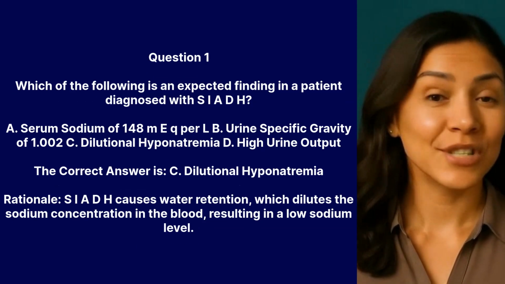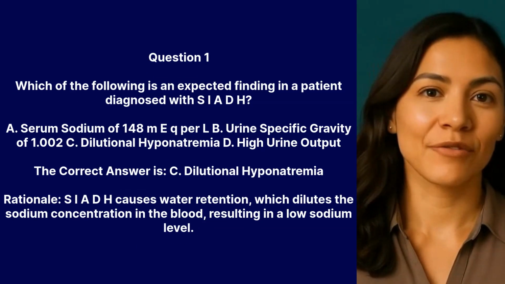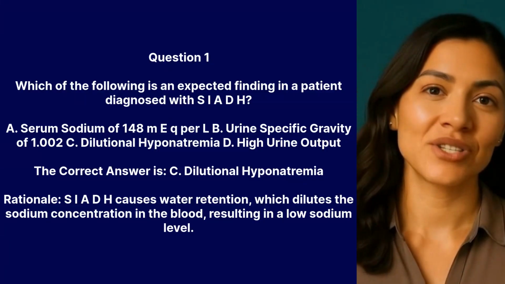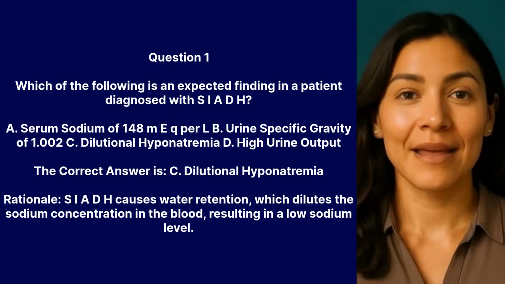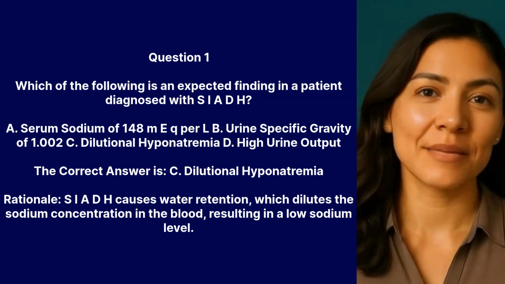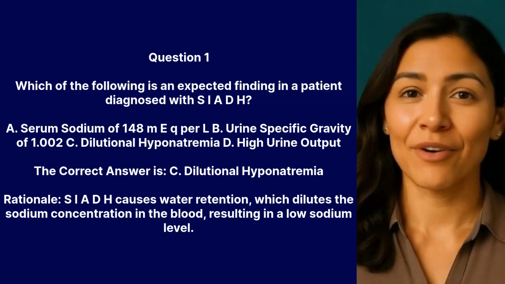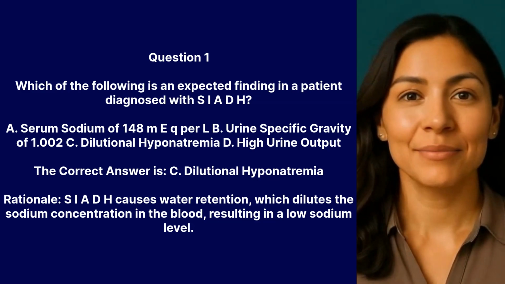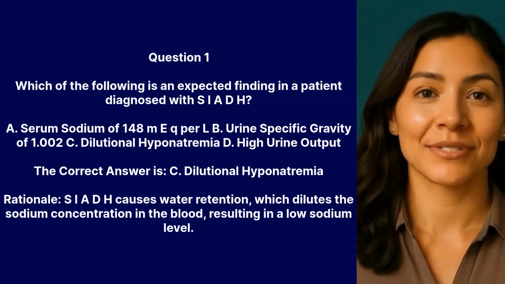Rationale: SIADH causes water retention, which dilutes the sodium concentration in the blood, resulting in a low sodium level. Question 2. The nurse is caring for a patient with diabetes insipidus. Which nursing intervention is the most appropriate? A. Place the patient on a strict fluid restriction. B. Administering intravenous hypertonic saline. C. Providing intravenous fluids and encouraging the patient to drink water. D. Administering demeclocycline every 6 hours.